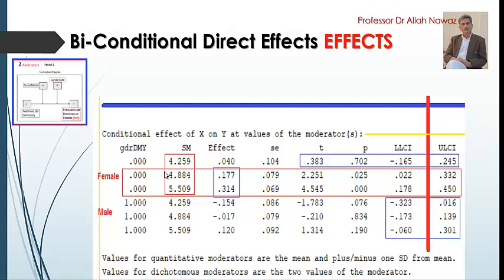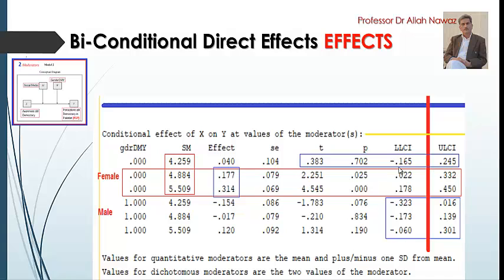We can see that both the moderators, SM and gender, have been used, meaning that these three results are about the gender female, while these three results are about the gender male. This column shows that at this level of social media, when the females are scoring 4.259, the effect is 0.040 with a t-score of 0.383, which is insignificant, and a p-value of 0.7, which is also insignificant.